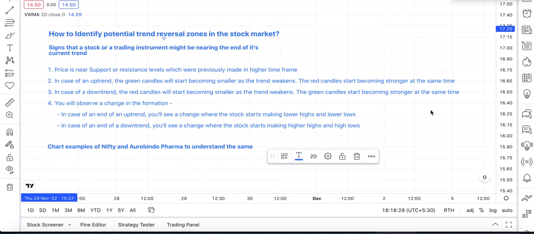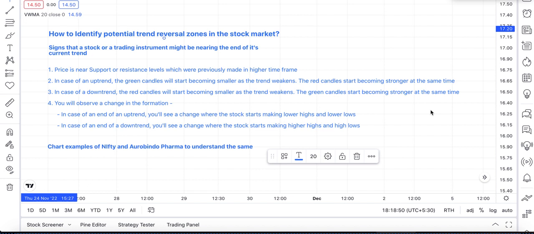In this video, we'll be discussing how you can identify potential trend reversal zones in the stock market. What are the common behaviors, the common patterns that you might observe in a particular stock or script or index when that particular script is ending its current trend, or is very near the end of its current trend, is something we'll be discussing in extreme detail.